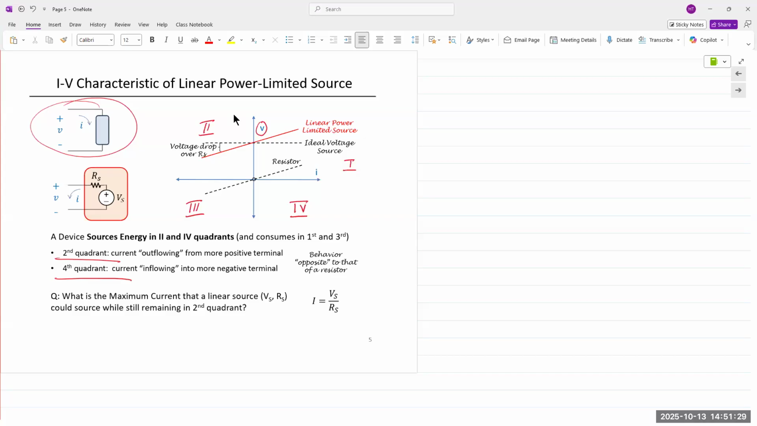So if it's a source, that source's behavior is exactly opposite to that of a resistor. The resistor receives energy, the source is going to supply energy. The current that flows in that circuit is related by Ohm's law, Vs over Rs.